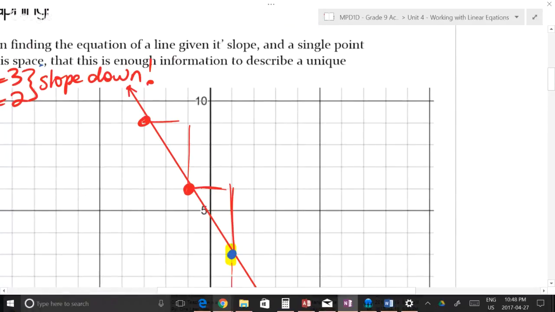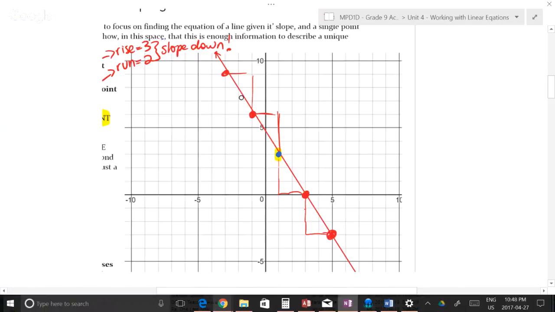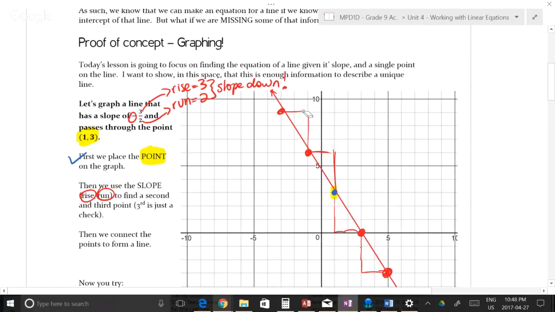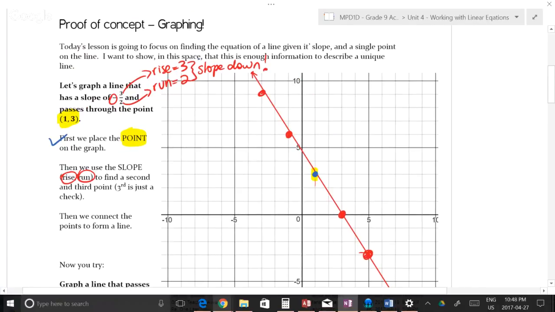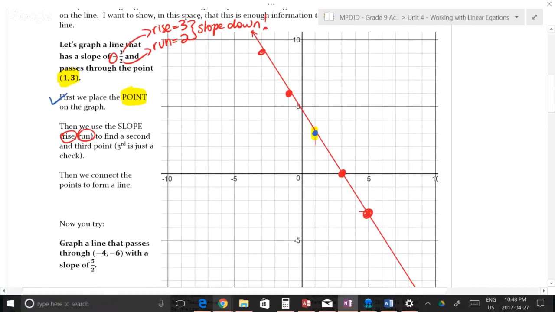And by no means is that a perfect line, but compared to some of the terrible lines I've drawn, I'm actually going to say that's pretty good. I'm going to get rid of my little steps here. You don't have to get rid of yours. I just want this final copy that ends up online to look clean. So we put the point on, we use the rise and the run to get the next points, and we connect it to make a line.